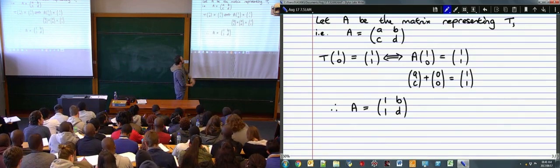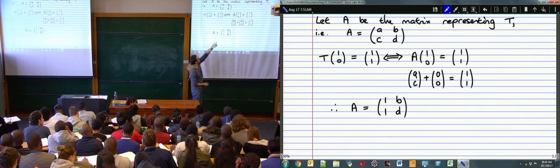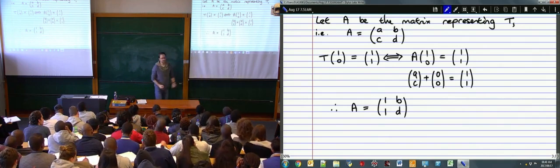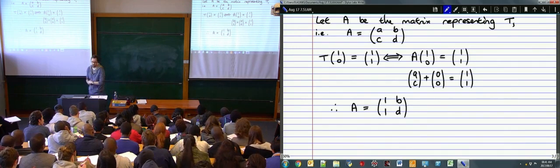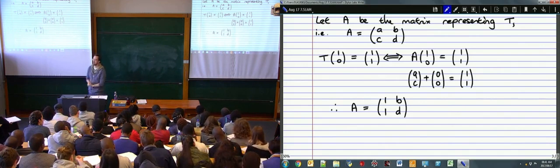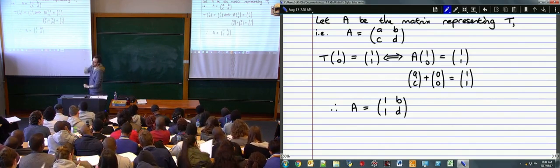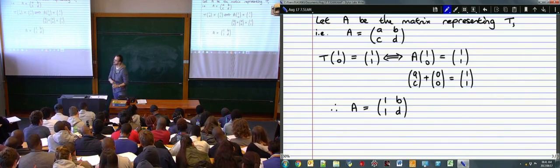You go ahead and try to determine the values B and D using the second piece of information that you're given, but you'll use the same basic principle here. The manipulations are a tiny bit harder because instead of the vector being 1, 0, the vector is now minus 2, 1. But I have every confidence that you'll manage.